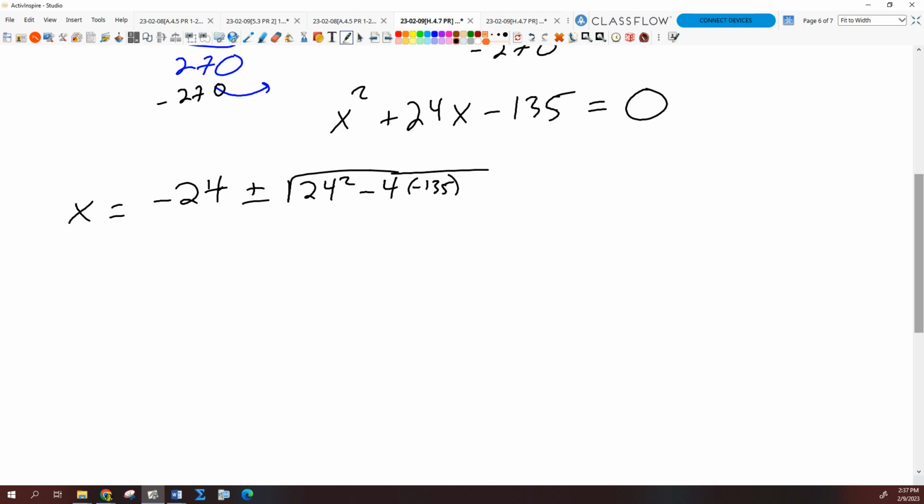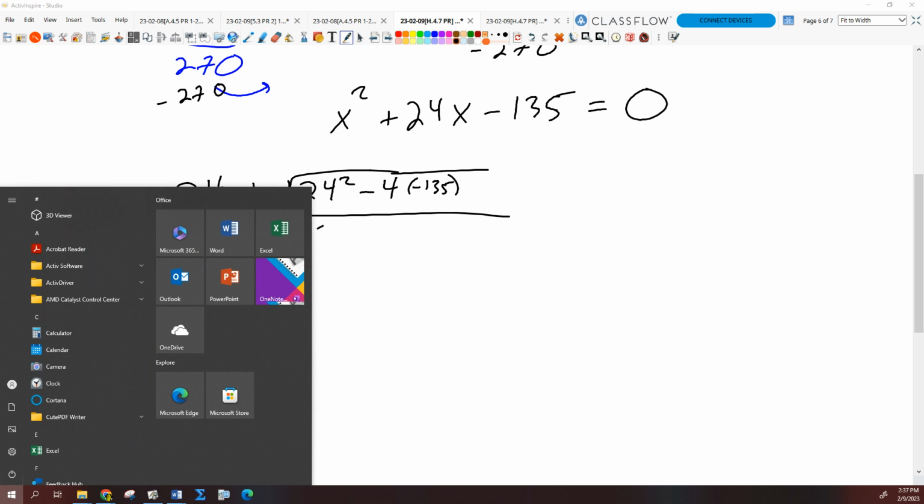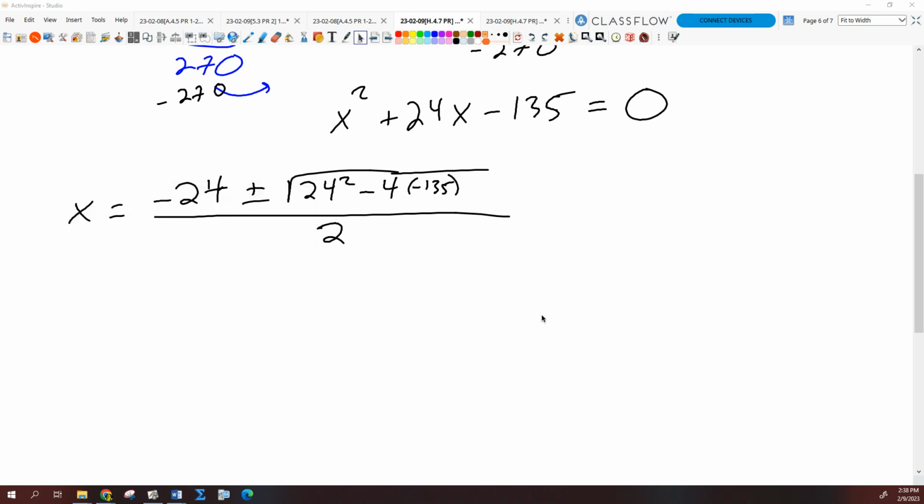Okay. Now, look, you can already tell what's going to happen here. Can I keep the negative in the plus or minus? No, because that's going to give me a negative total, isn't it? Over 2. There we go. Everybody see that?